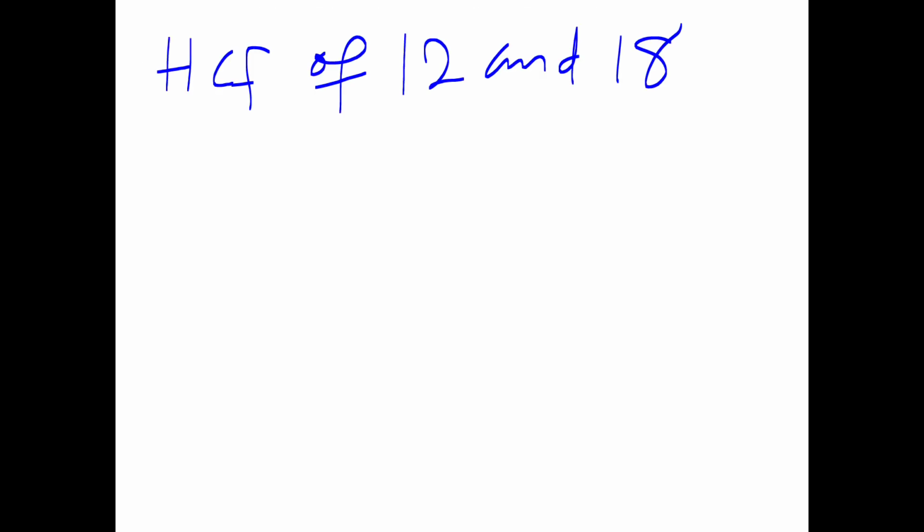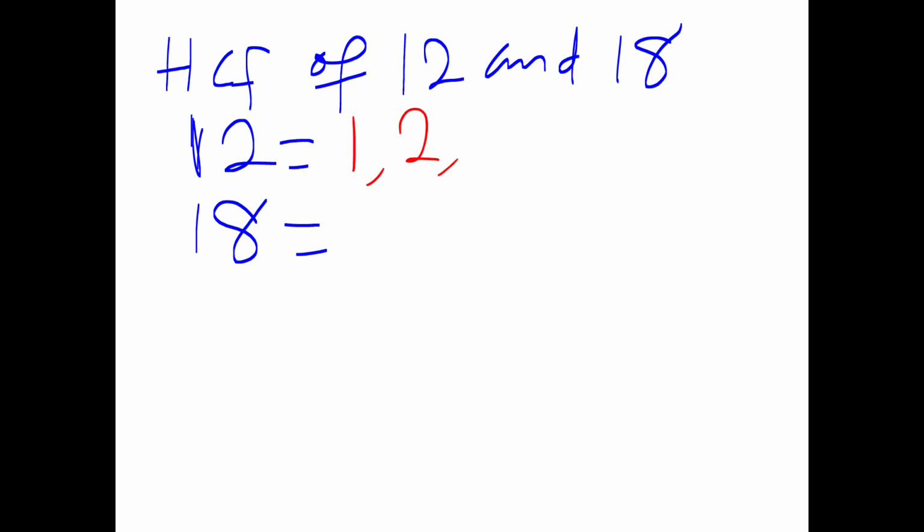So now, highest common factor of 12 and 18. We list out the factors of 12 and 18. Starting from 1, we have what? 1, 2, right? 3, very good. 4, 6, and 12, right? So easy. It is easy now for us to figure out our factors, right? Very good. How about 18?